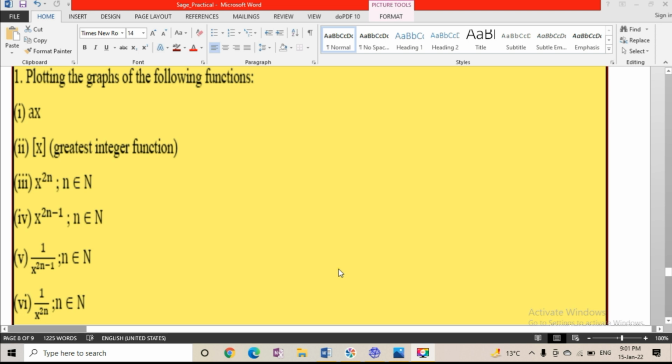We plot these graphs because there is a practical paper 2 for BSc first semester mathematics students in State University of Uttar Pradesh. So now we draw these graphs and some more graphs using SageMath. So first we open the SageMath cell.